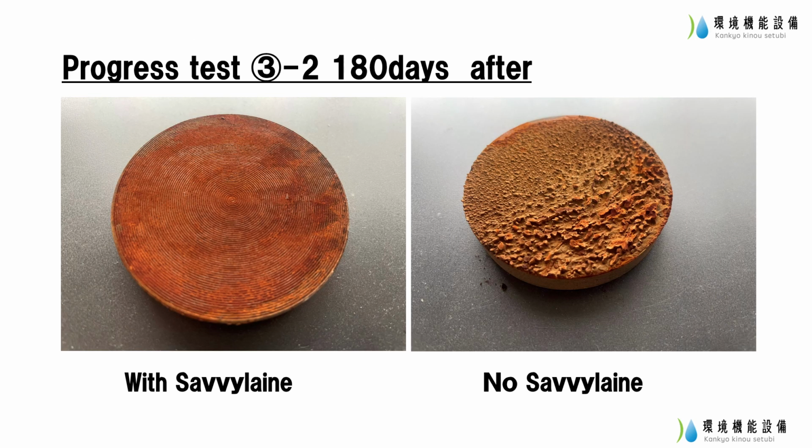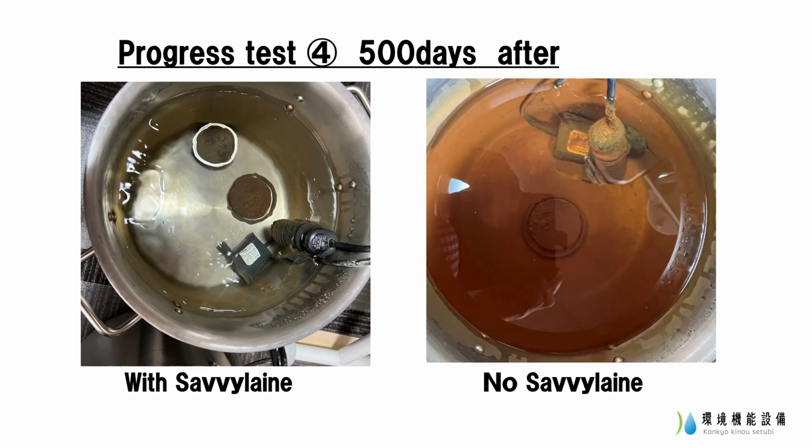We've removed the iron pieces after 180 days. The piece with rust has recovered to the point where it looks like it was made on a lathe, but the piece without rust has a rough surface, and the red rust is so firmly attached to the surface that it won't crumble, even when scratched with a fingernail. 500 days have passed. There is still not much rust in the tank on the left. What about the one on the right? The color of the water suggests that plumbing problems could occur at any time. Normally, the tablet will be replaced after 500 days.